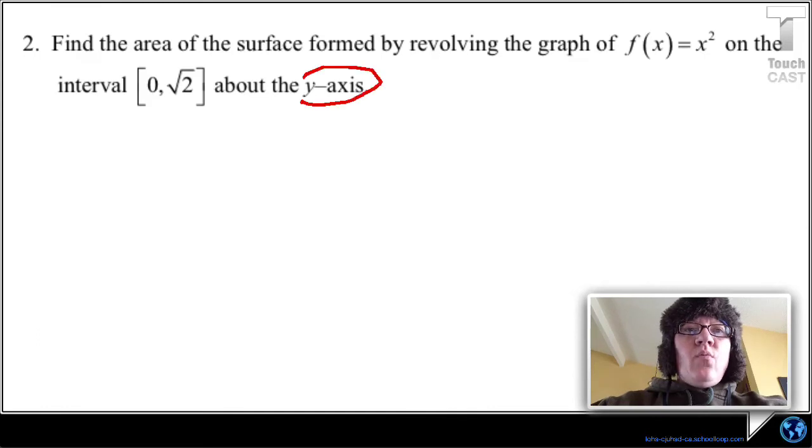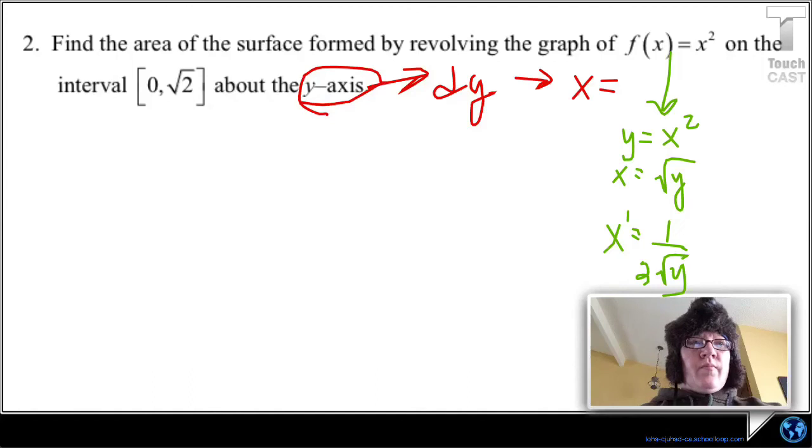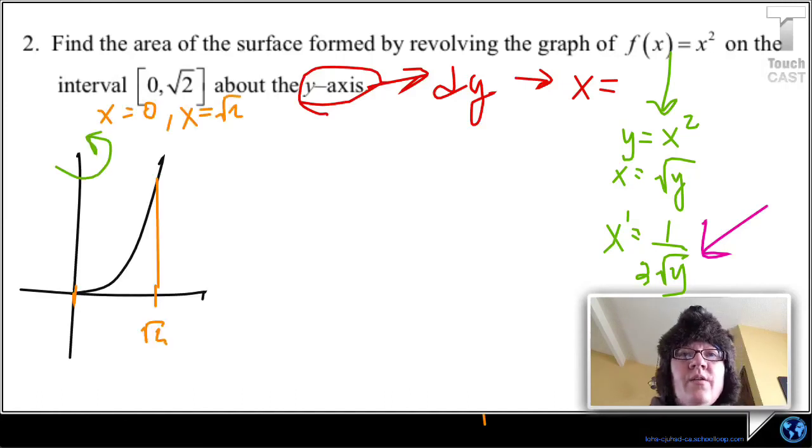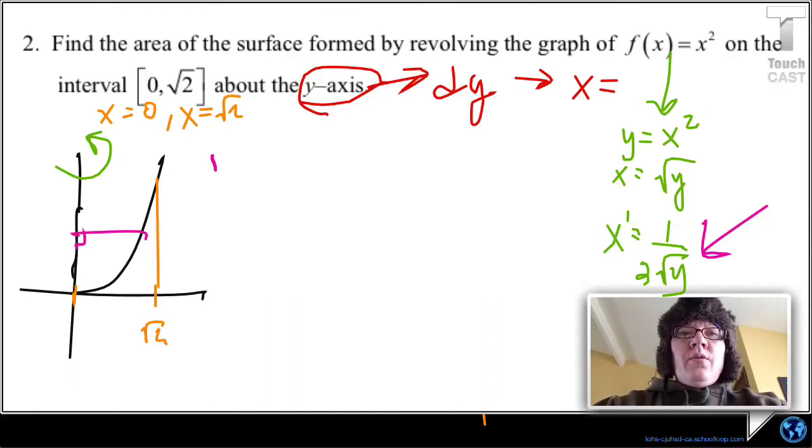So this time I'm spinning about the y-axis, which means I'll be doing dy, and of course I'll need my equations in x equals. So I converted it to x equals, and while I was here I got the first derivative, because I'm going to need that to plug into the arc length formula. Now I'm going to graph. This time I'm drawing in my radius perpendicular to the y-axis. And in order to figure out the length of that radius, I'll need to do right minus left. On the right, it touches my curve, which is the square root of y. And on the left, it touches 0.